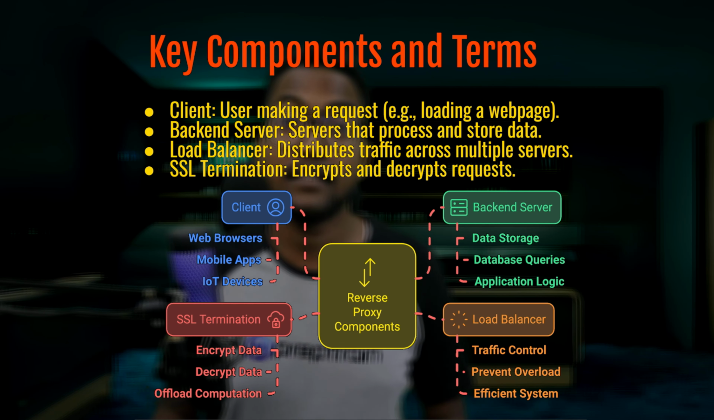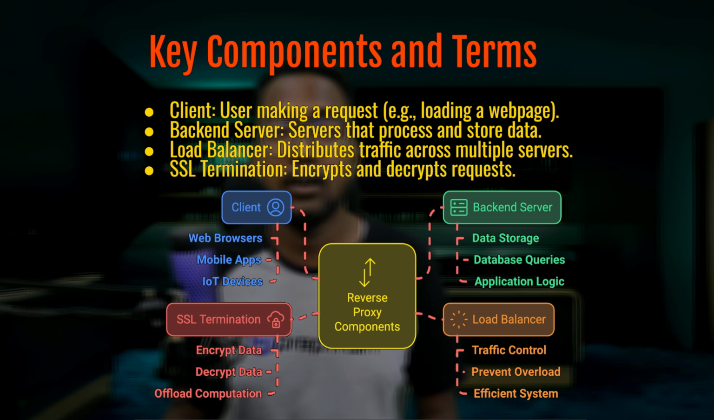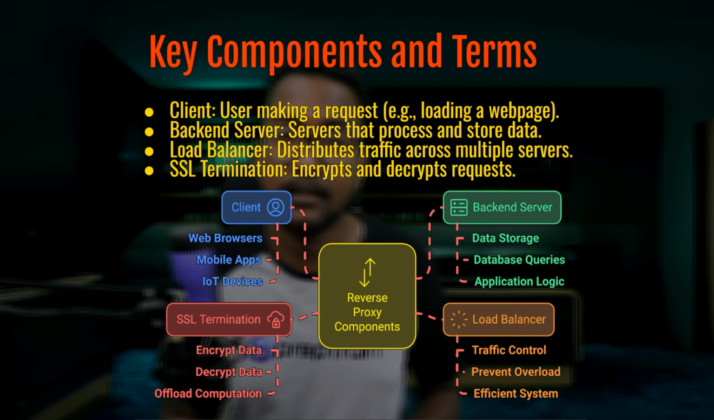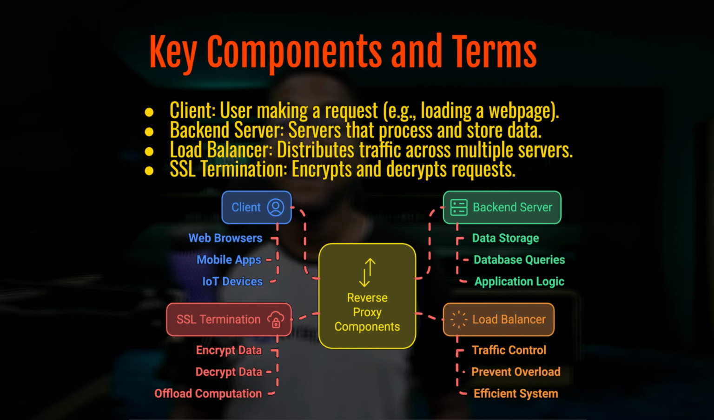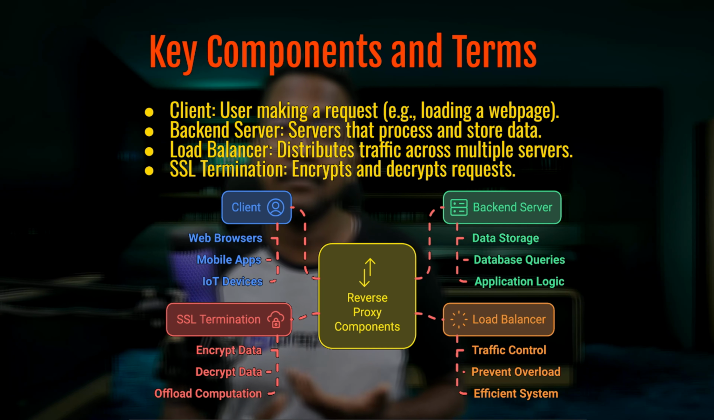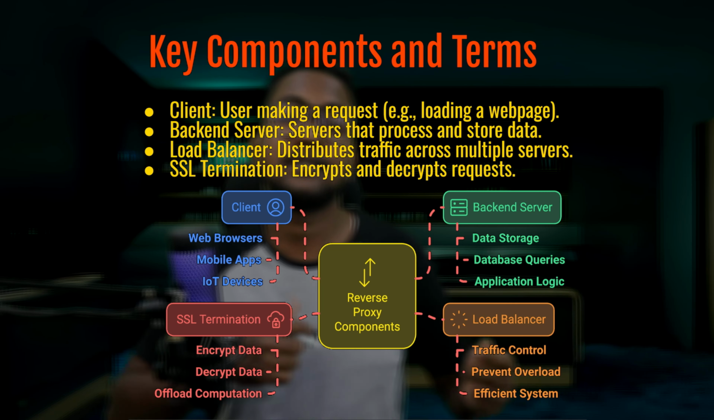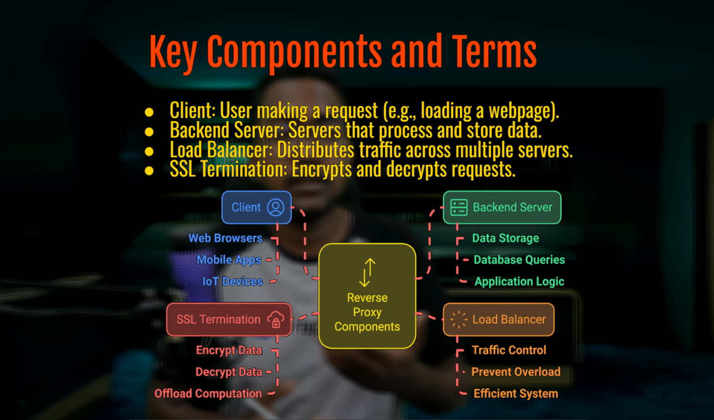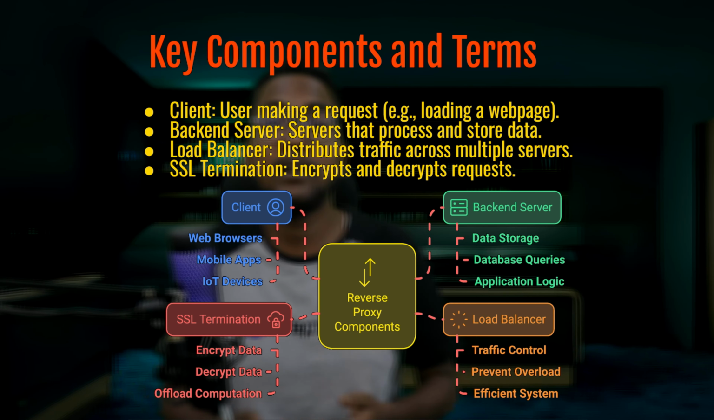Finally, there is SSL termination. SSL, or Secure Sockets Layer, is basically a protocol which is used to encrypt data between the client and the server. You have probably noticed that secure websites start with HTTPS instead of HTTP. That is SSL at work. SSL termination is the process where the reverse proxy decrypts the data before forwarding it to the backend server. This offloads the computational work of encryption from the backend server, freeing it up to handle more requests.